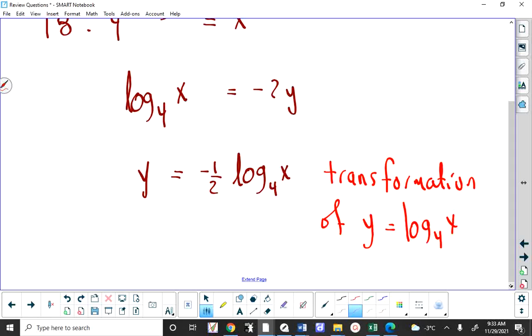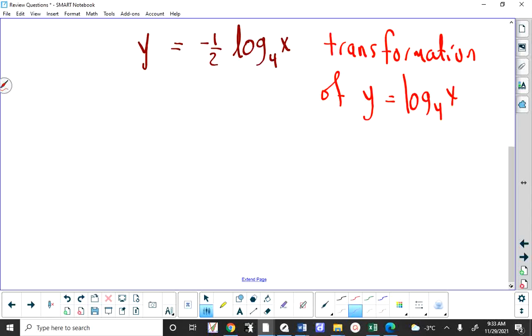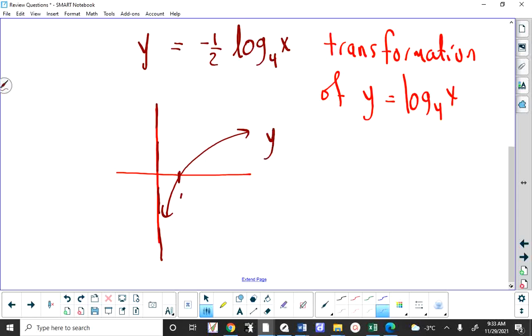So what does y equals log base 4 of x look like? Well, it has an asymptote on the y-axis. It goes through the x-axis at 1. That's y equals log base 4 of x.